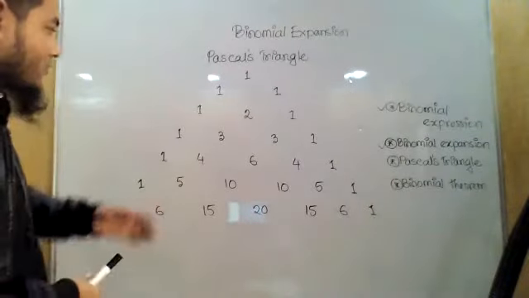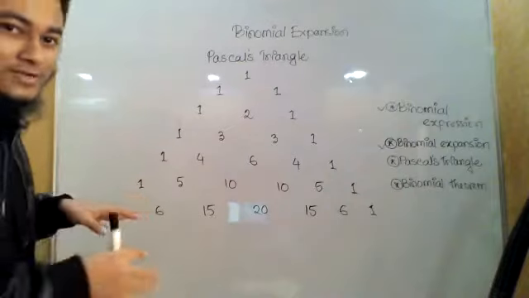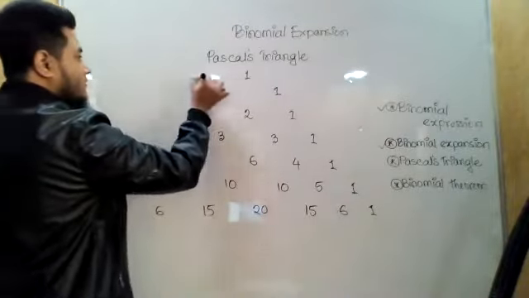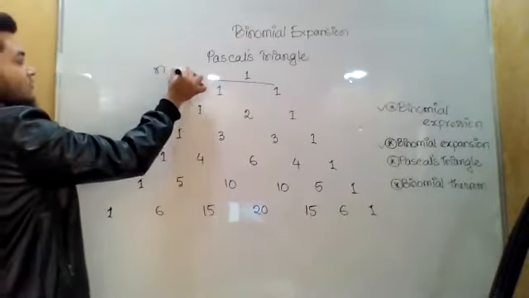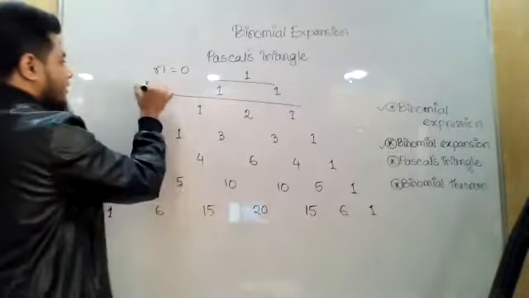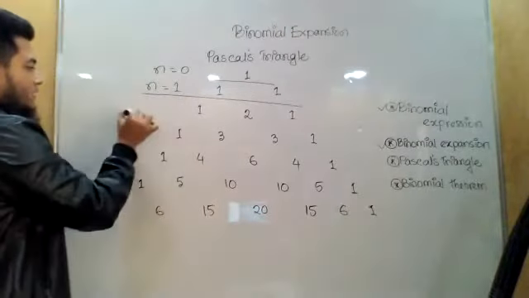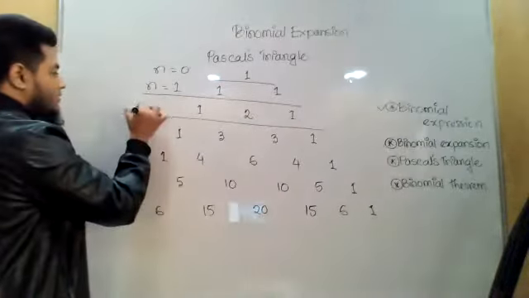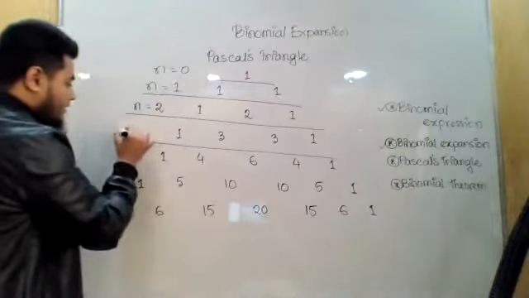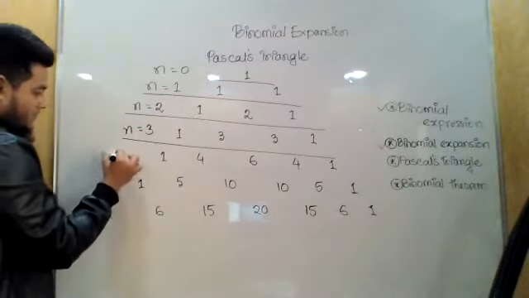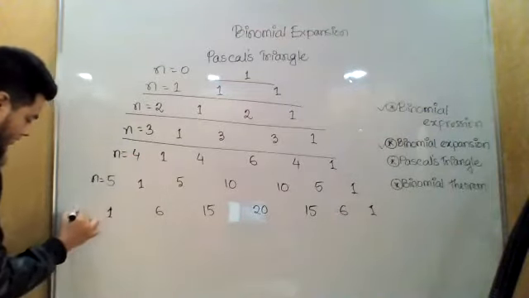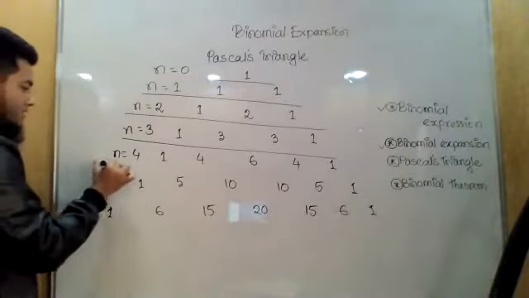Interesting, very good. I knew some of you would get it by looking at it only. Okay, so let me just explain for others. The first line that we have, this line, is for n equal to 0. The second line is for n equal to 1. Then the third line is for n equal to 2. Then the fourth line, n equal to 3. Then n equal to 4, and n equal to 5, n equal to 6. What is the relation with n?